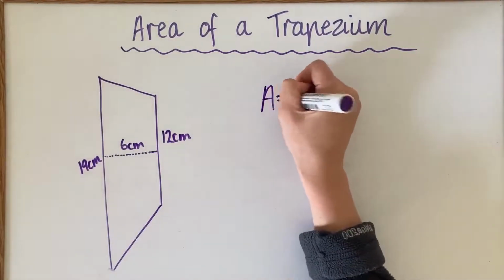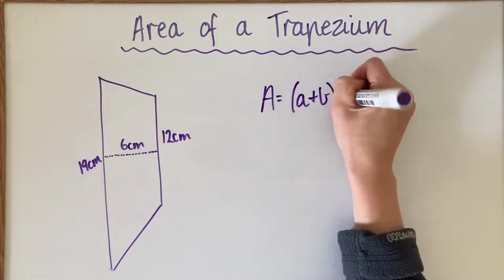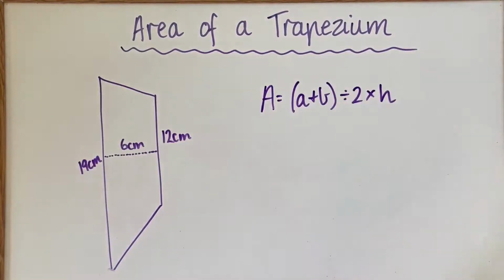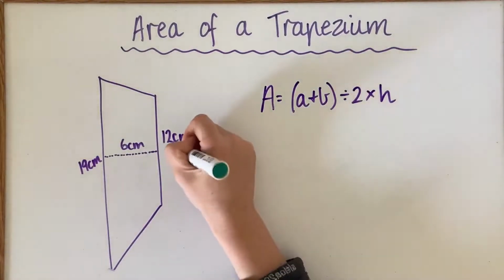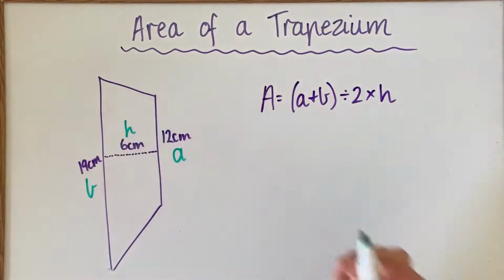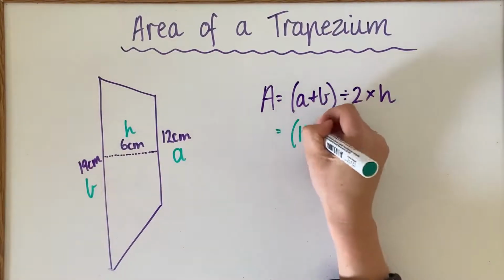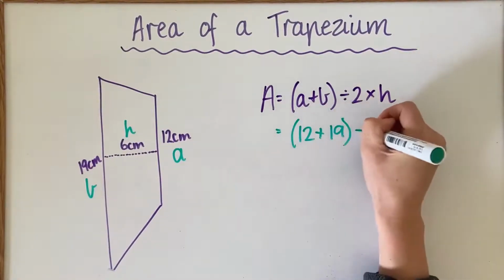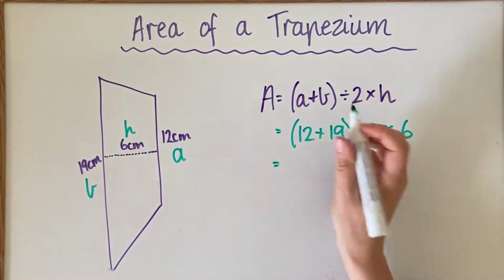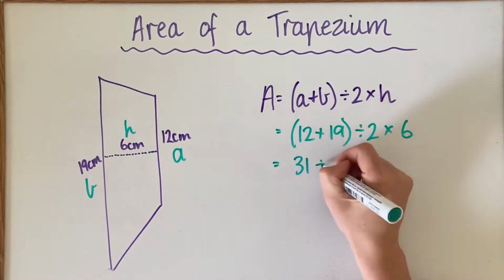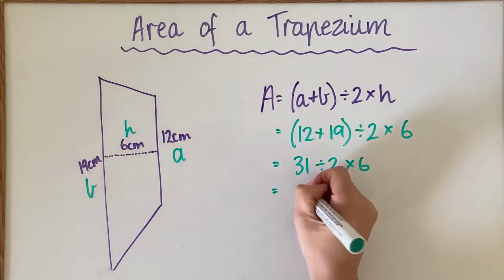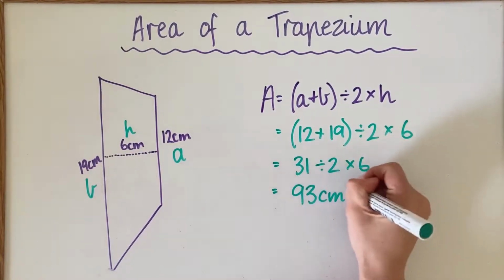All right, so this last one, again, we're going to write out our formula in full. I've got to label which one's which. I'm going to decide this is A and this is B because it's just kind of like being rotated. And then this would be our height. So we're going to get 12 plus 19. Then we need to divide it by 2, and then we're going to times it by 6. 12 plus 19 is going to be 31 divided by 2 times 6. Gives us 93 centimeters squared.